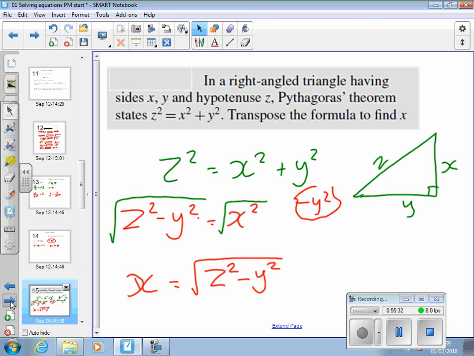If you did that, what you're saying is x is equal to z minus y. You're saying for any right angle triangle, one side is equal to the hypotenuse minus the other side. It's not always the case, is it?